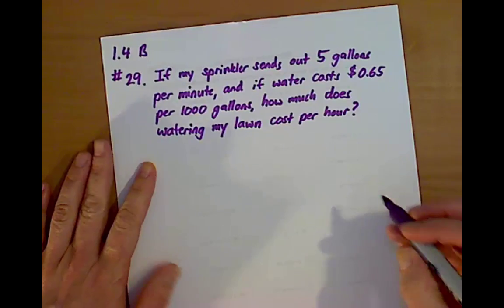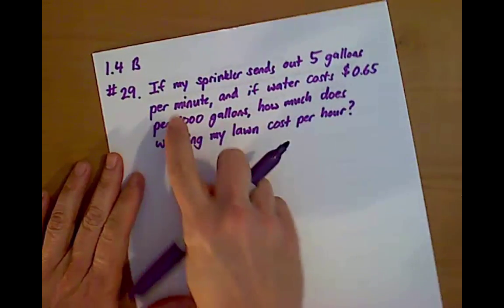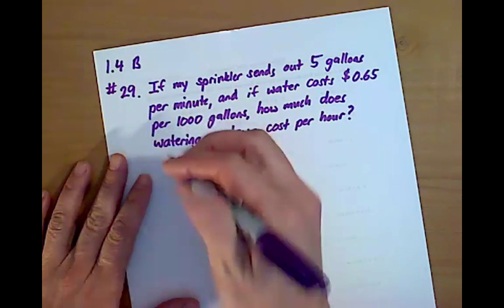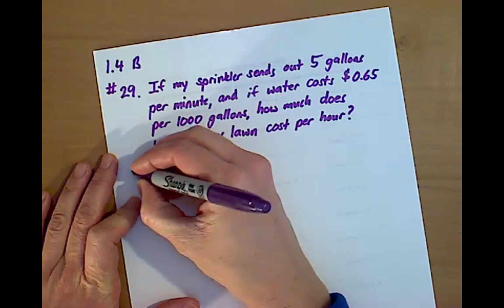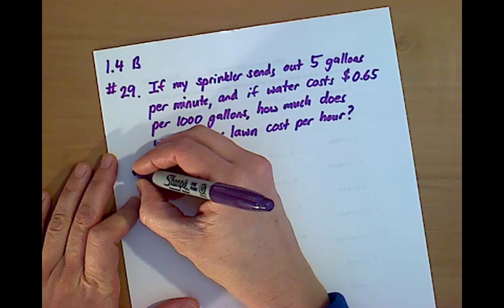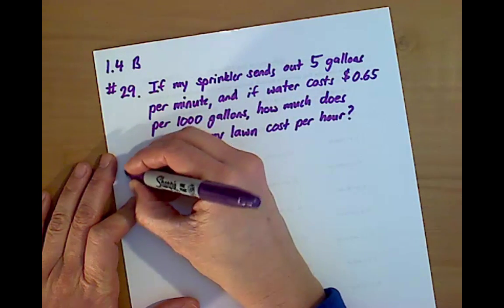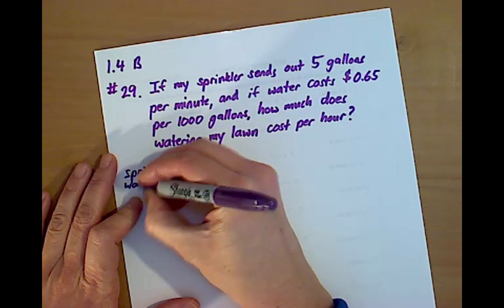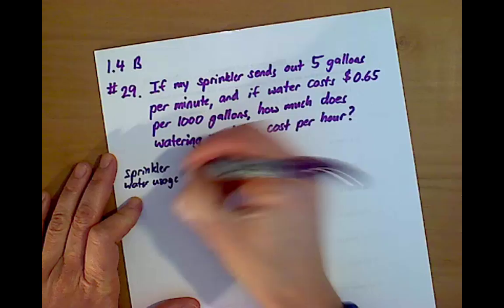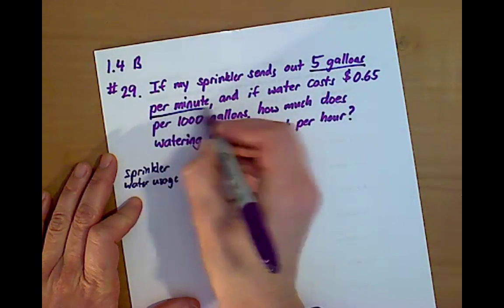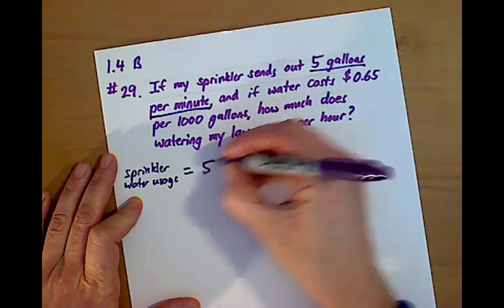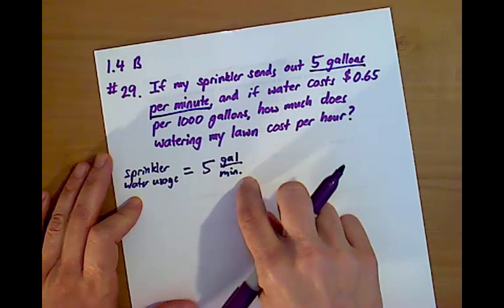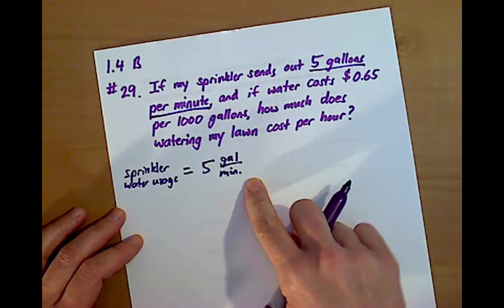There's a lot of stuff there. So let's go through and break it up a little bit. If my sprinkler sends out 5 gallons per minute, so how much does my sprinkler send out? So let's call this sprinkler water usage. It's 5 gallons per minute. I'm using abbreviations here, GAL for gallons and MIN for minutes.